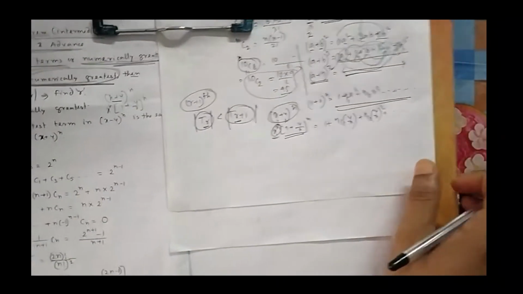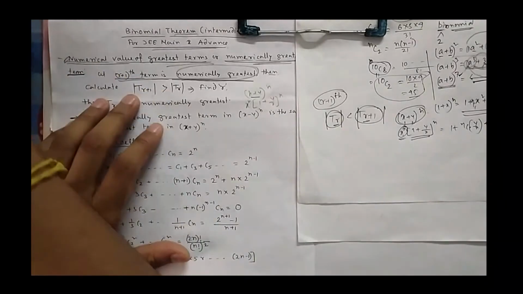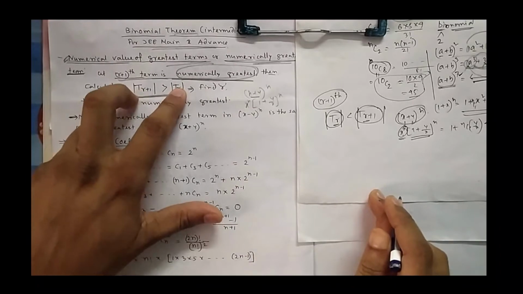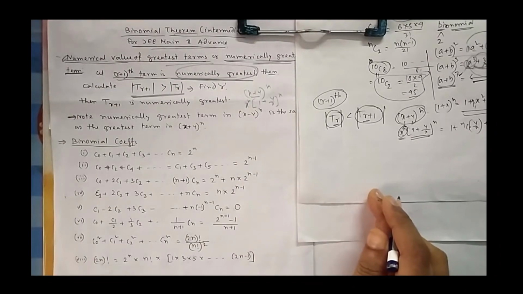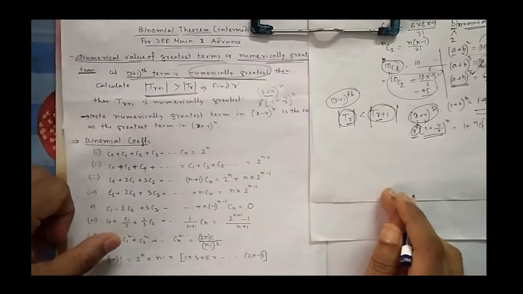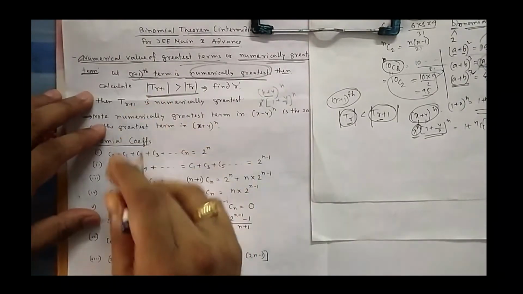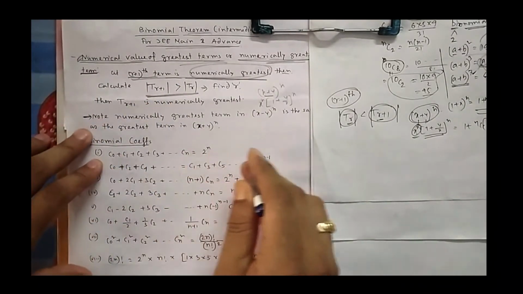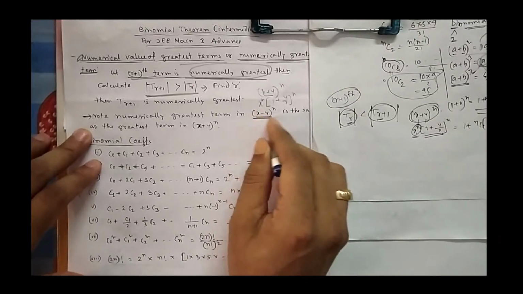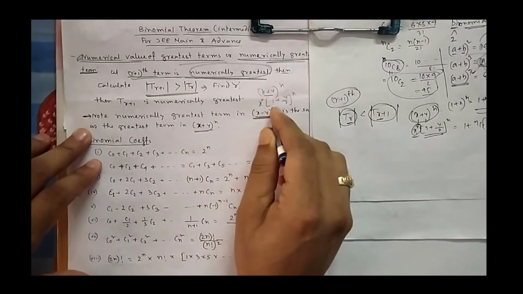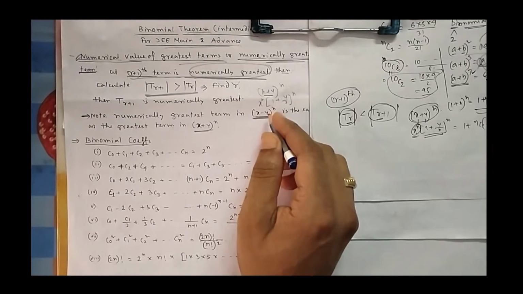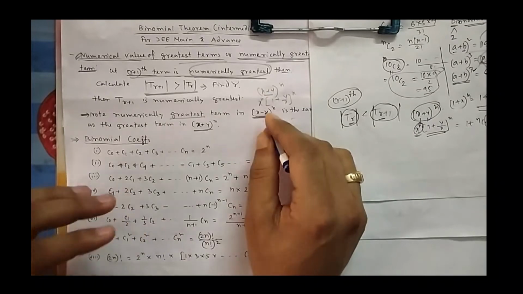We'll solve these questions, but for now remember this: we assume that the (r+1)th term is the greatest, and we solve this inequality to get the answer. If we solve some questions, obviously there will be some questions on this, and you will find the answer. Now one thing you see, between (x + y)^n and (x - y)^n, which one will have the greatest term? Both numerically greatest terms will be the same, because we are not considering the minus sign.